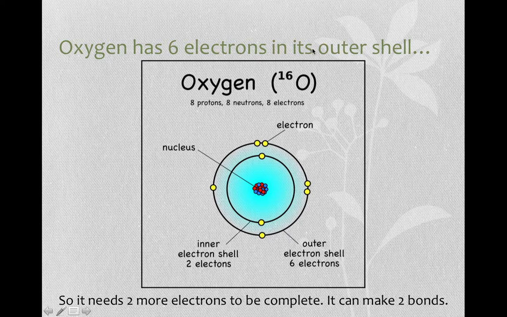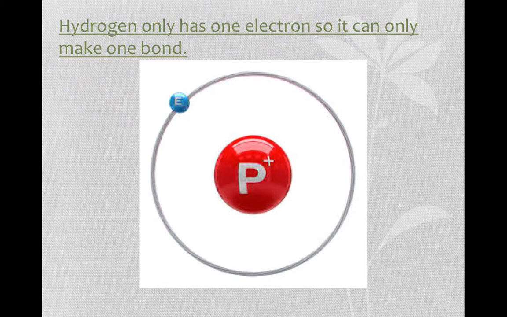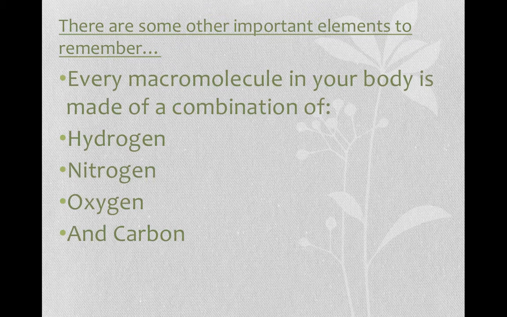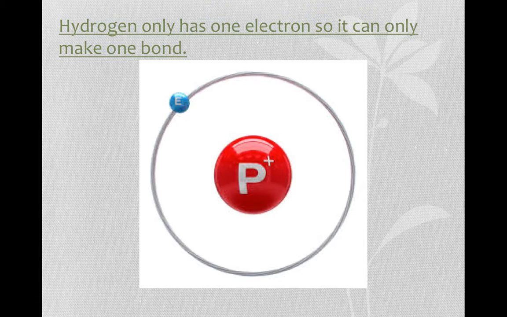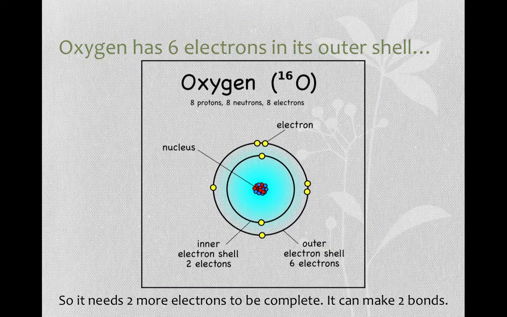So oxygen has 6 electrons in its outer shell. Nitrogen has 5 electrons in its outer shell. Hydrogen has 1 electron in its outer shell. And we know carbon already has 4. So hydrogen can make 1 bond. Nitrogen can make 3 bonds. And oxygen can make 2 bonds.